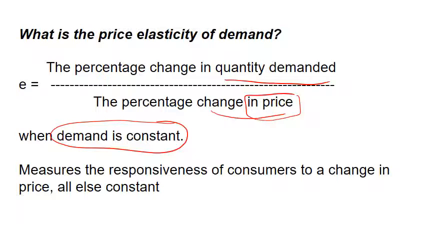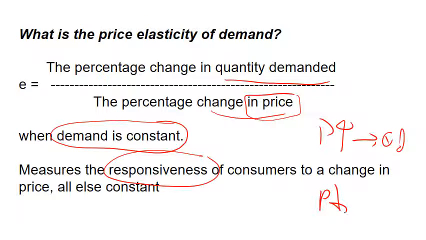This elasticity is the percentage change in the quantity demanded when price increases by 1%. It measures the responsiveness of consumers to a change in price, all else constant. From the law of demand, we know that when price goes up, the quantity demanded goes down. And when the price goes down, we know the quantity demanded goes up. Elasticity tells us whether this decrease is big or small, or whether that increase is big or small.